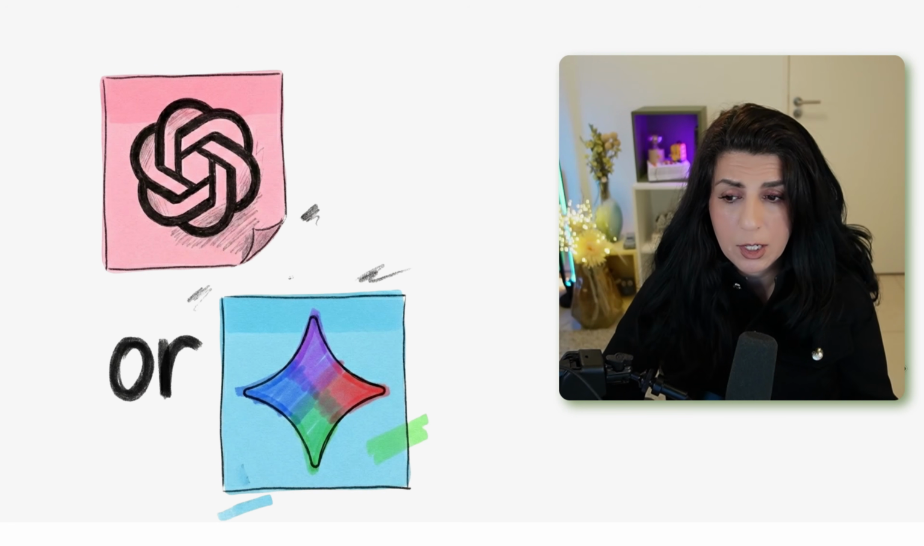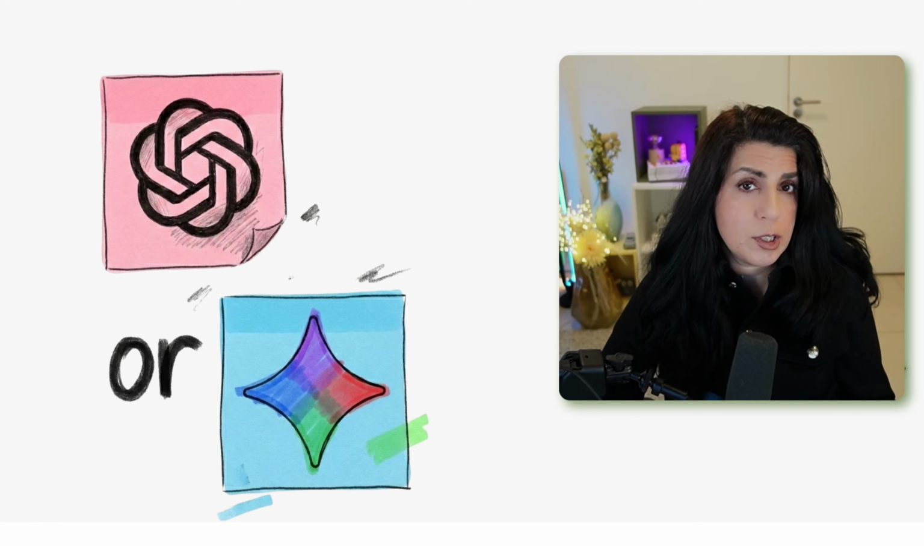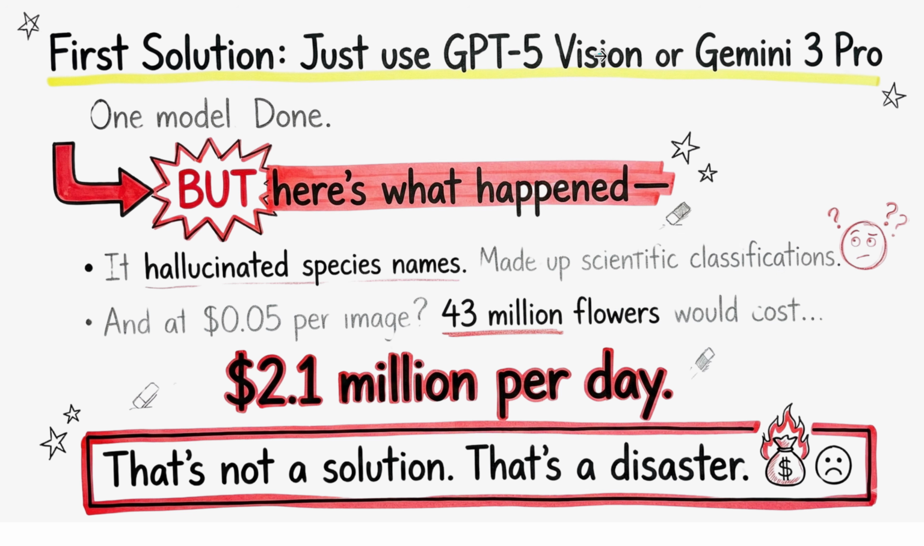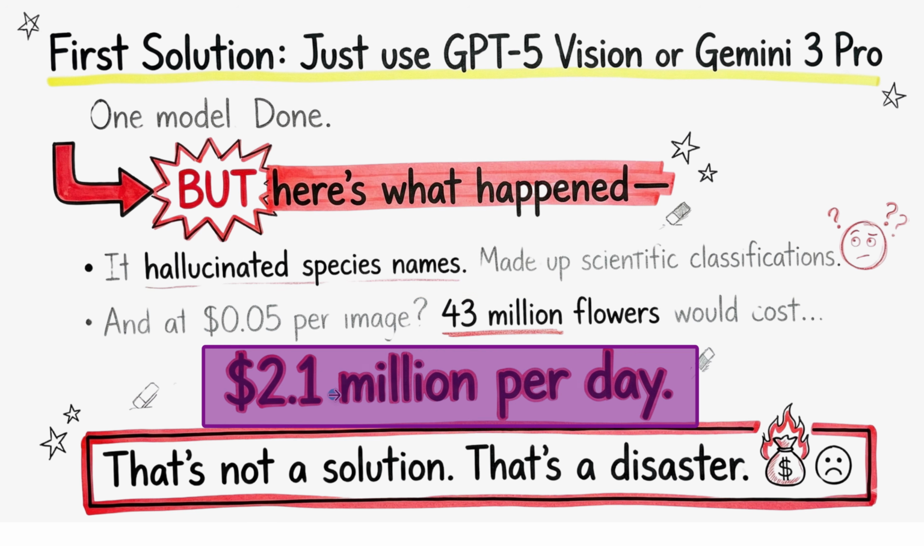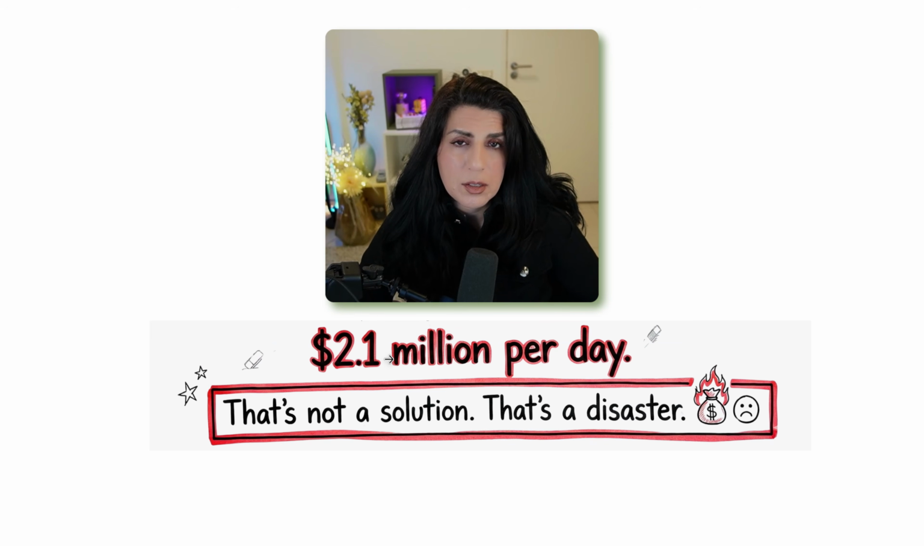You may wonder, okay, that's a vision problem. You want to identify flowers and then auction the price. Just pick OpenAI or Gemini Pro Vision and then you're done with it, because you can just recognize the flower very fast and give it a label. The problem is that it hallucinates a species name, so it makes up some scientific classification. If you do that, it costs us more than 2 million per day. So that's basically not a solution, it's a disaster.